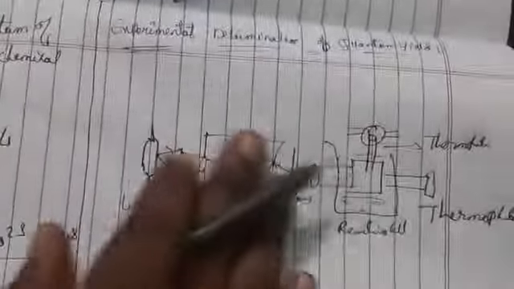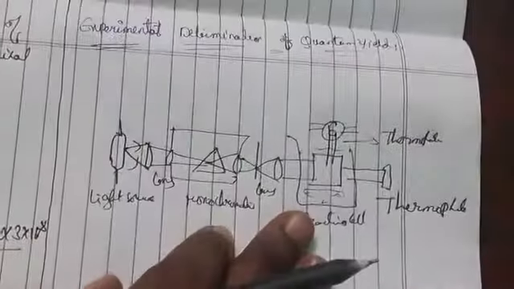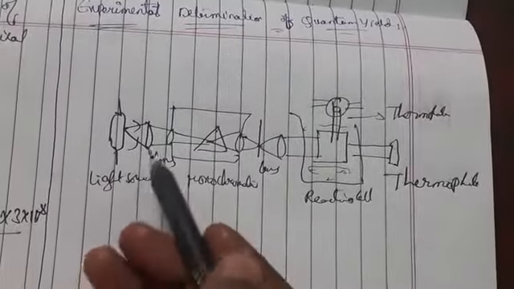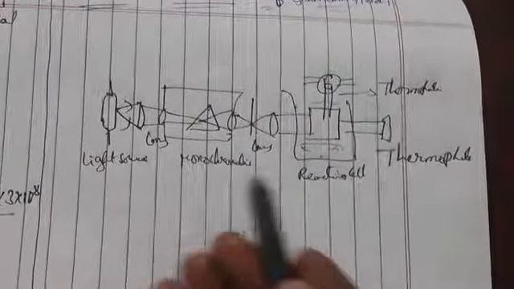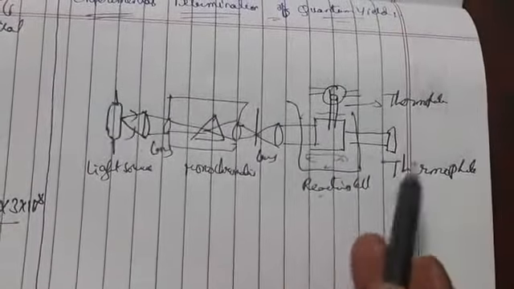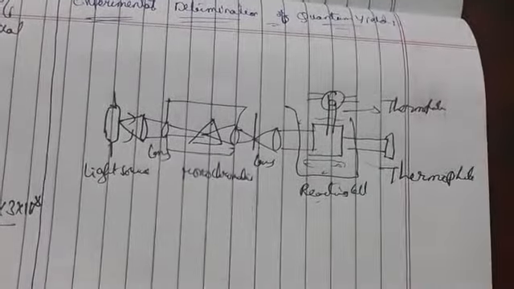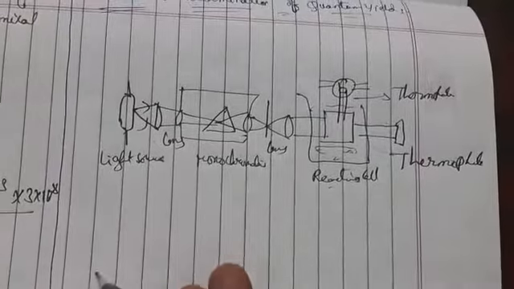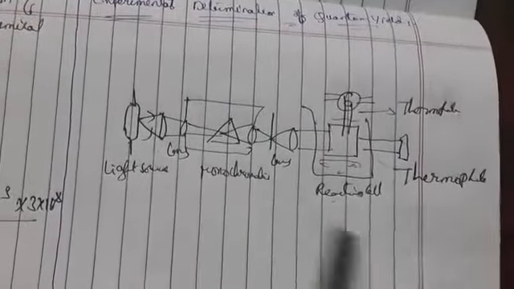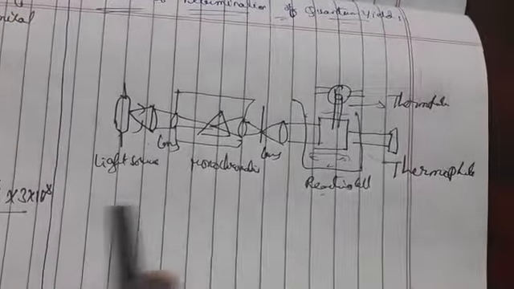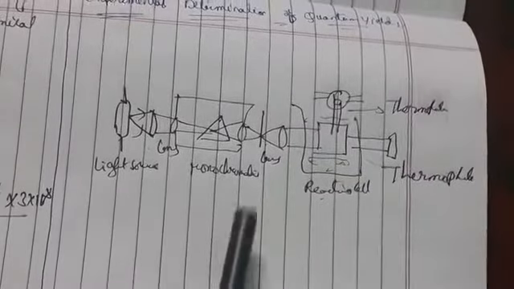So now let us see the experimental determination of quantum yield. Generally here we have this experimental arrangement. We are taking a light source, lens, monochromator, reacting cell, thermopile and thermostat. So let us see them one by one. What are we using this apparatus for? This apparatus is used mainly to determine the quantum yield.